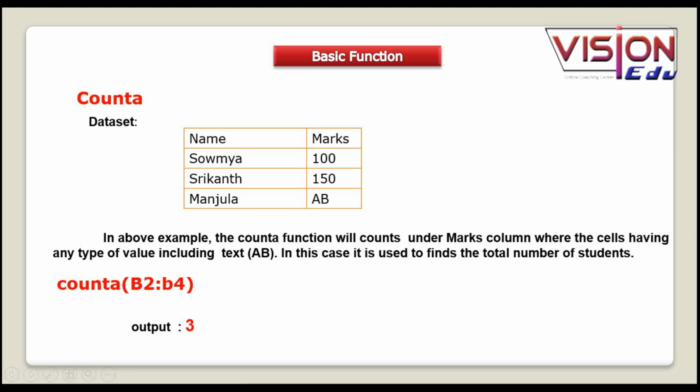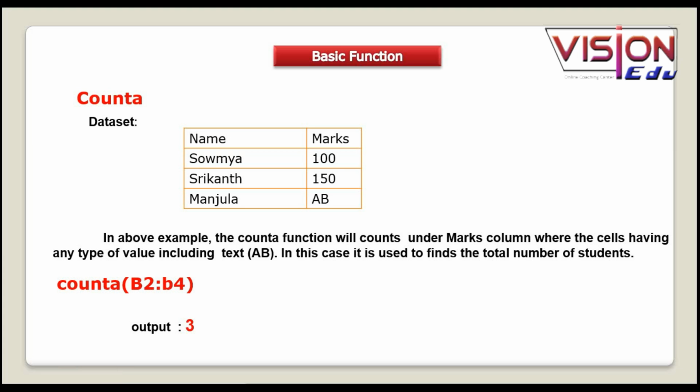Of course, we can also apply the function on the name field, because names are also text, and it can count the text, or we can apply it on the marks also. So if you apply COUNTA on B2 to B4, it returns 3. In the previous COUNT function, we gave the same range, but we got the output 2. But here we got the output as 3. What's the difference? COUNTA includes the text fields in the count, whereas the COUNT function excludes the text data. So this is the difference.